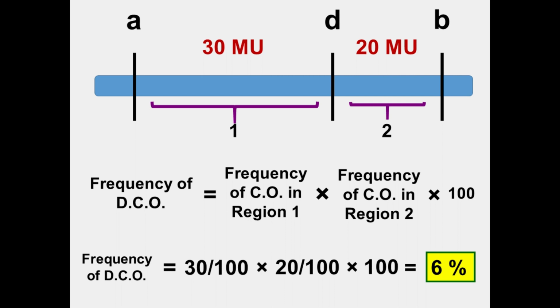As I emphasize on the word "and" here, in probability, whenever we calculate the likelihood of two events happening simultaneously, event 1 and event 2, we must multiply their probabilities. So the probability of both events happening is 30% multiplied by 20%, which equals 6%. So as you see, the probability of a double crossover is significantly lower than that of single crossovers.